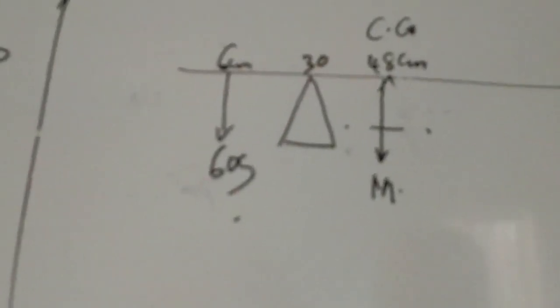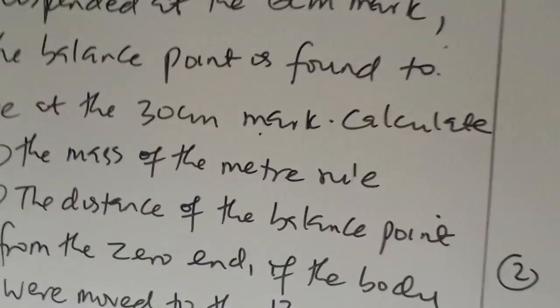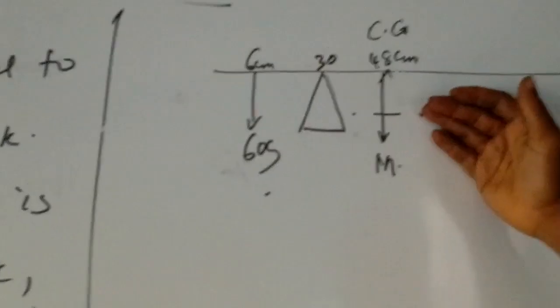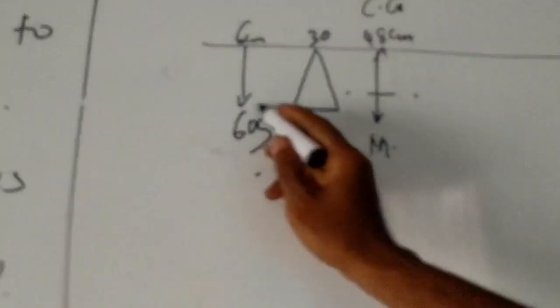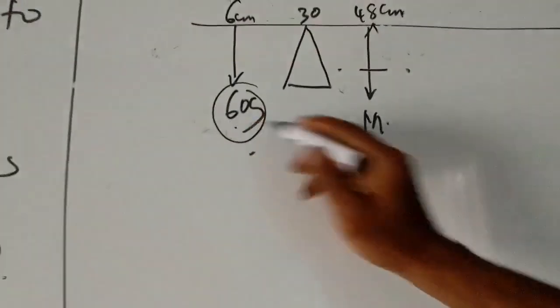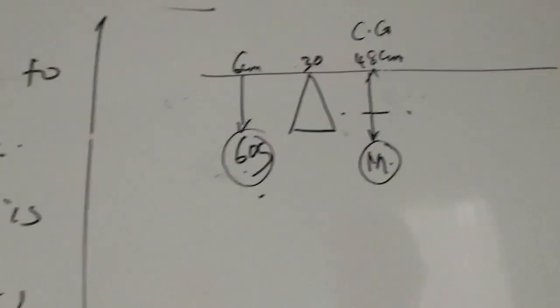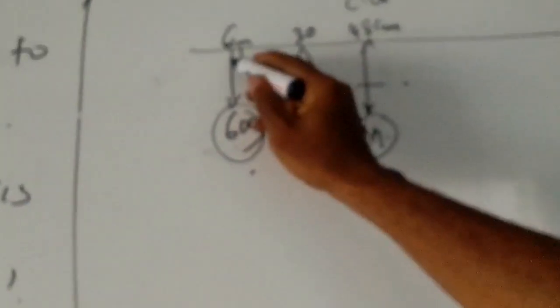We're now asked to calculate, number one, the mass of the meter rule. So this is a single pivot problem. It's not an issue, it's a very simple task. What you have to do is identify the forces. The forces are the 60 gram force and the weight of the meter rule here. So all you have to do is find the perpendicular distance between each force and the pivot.